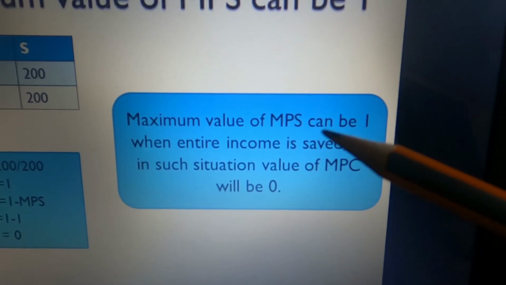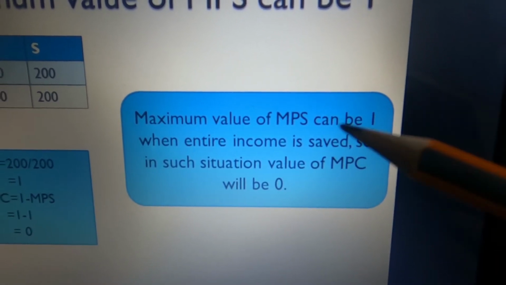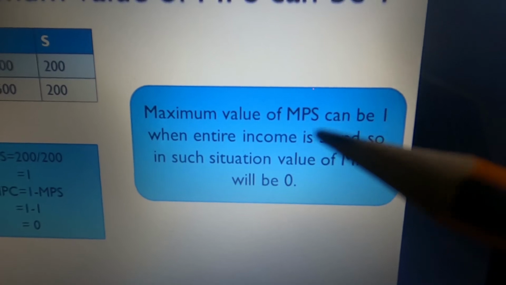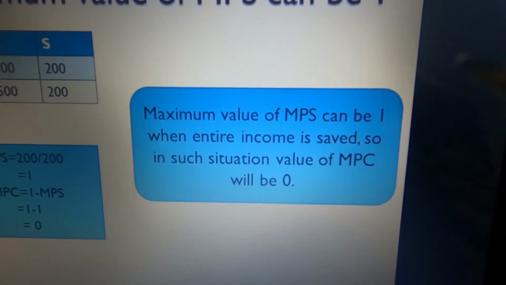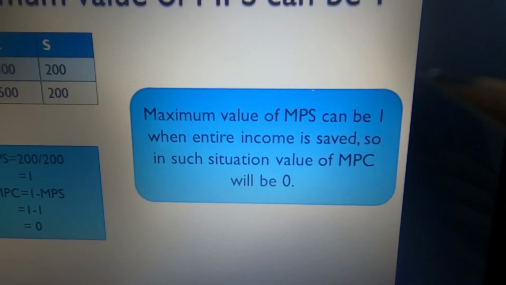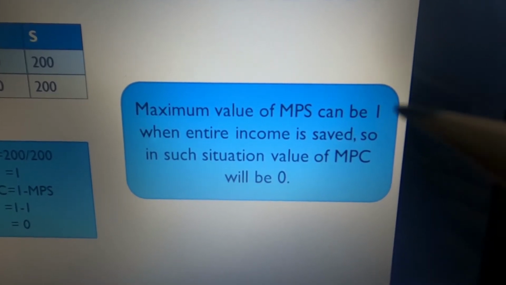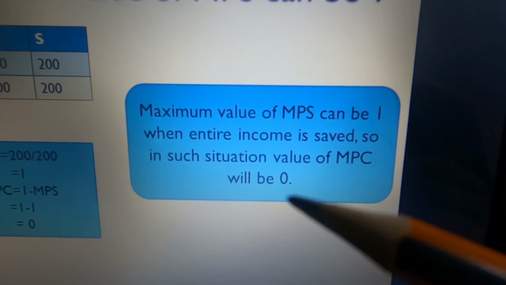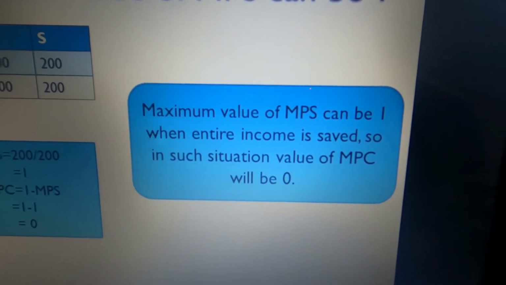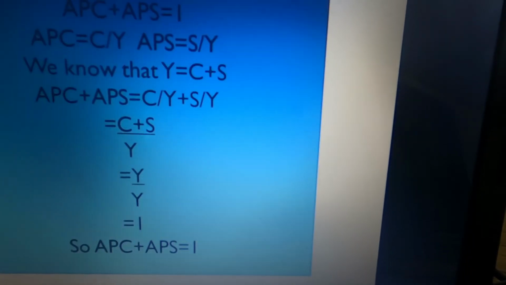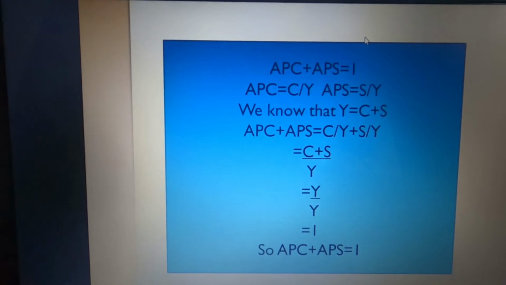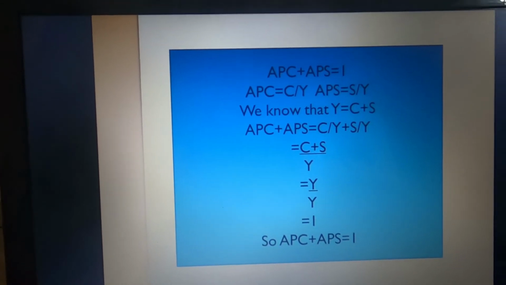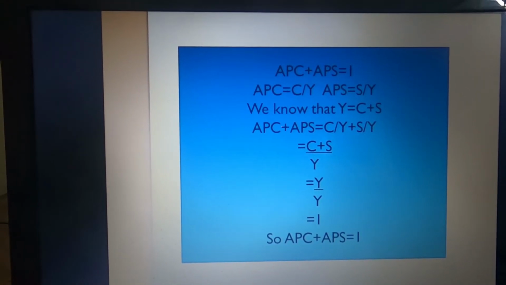Now the maximum value of MPS can be 1 when the entire income is saved. Only when the entire income is saved, then the value of MPS can be 1. Is that clear? Then in such a situation, the value of MPC will become 0 here. So these are the things which are related to propensity to consume and propensity to save.